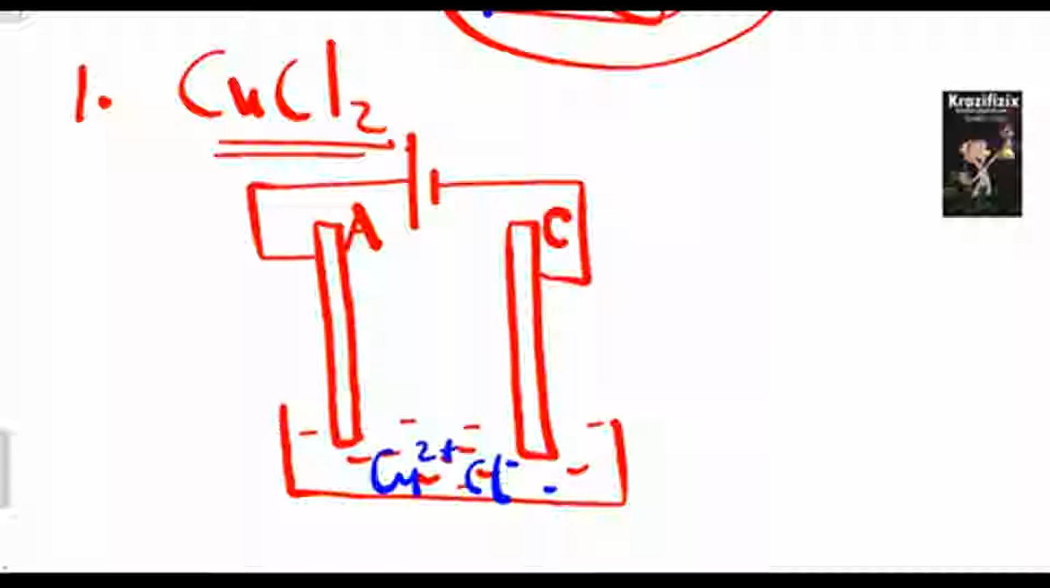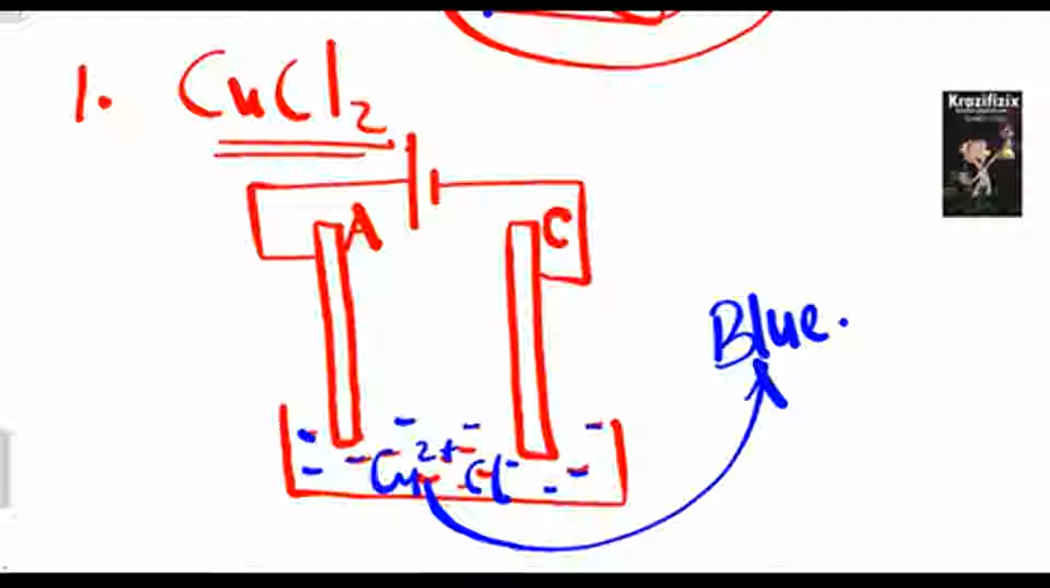Remember that the characteristic color of Cu2 plus is blue. The more Cu2 plus ions you have in the solution, the more blue color we would have, because CuCl2 simply is characterized by blue. Now this system is operating with a DC supply, and it's non-spontaneous. What will happen? Okay, let's talk about the electrodes.